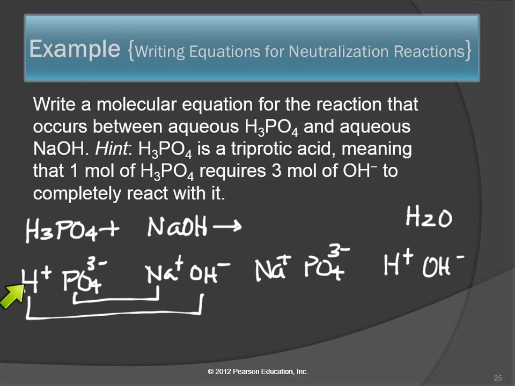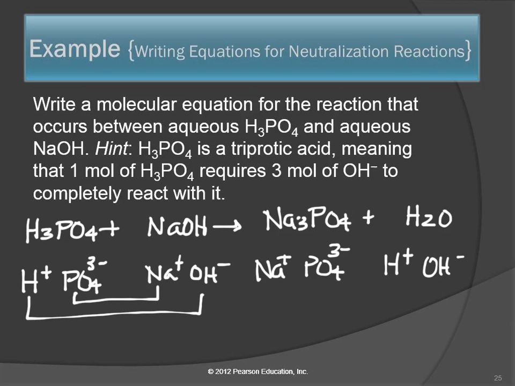It's very good to write the formulas for the ions with their charges, because when you put sodium and phosphate together, you have to consider the charges to write the formula. Sodium has a +1 charge, phosphate has a -3 charge. You can't just put one of each of them together and have a neutral molecule. You need 3 sodiums. So this is Na3PO4. So we've got our products.